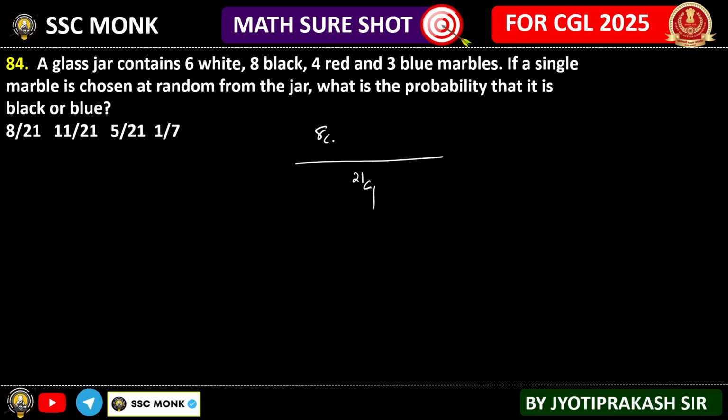So black means 8C1 or blue means 3C1. So I can write 8 plus 3 divided by 21. That is equal to 11 by 21. This is the probability. Answer option B.